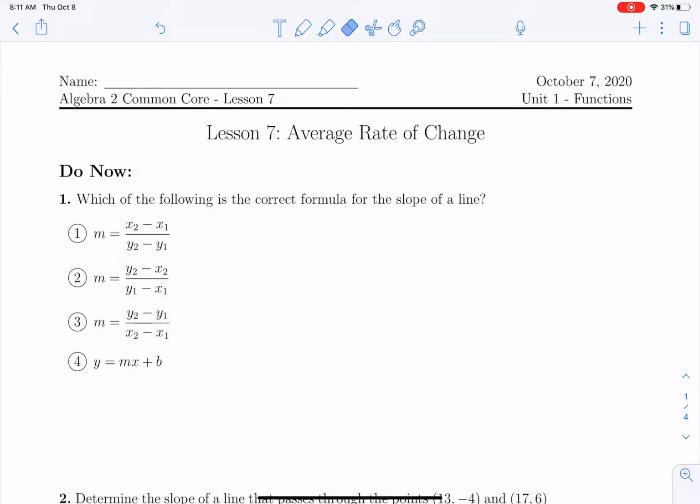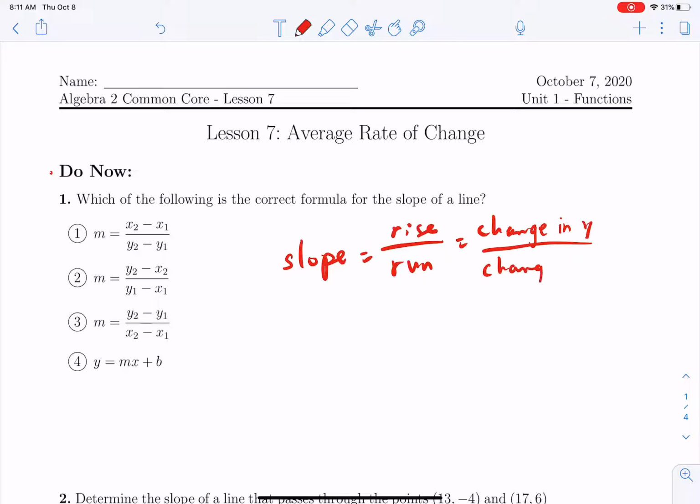So getting right into it, in the do now, we're asked which of the following is the correct formula for the slope of a line. So remember, slope is the same thing as the rise over the run. Another way we think about it is the change in the y value, so the difference in the y over the change in the x values.